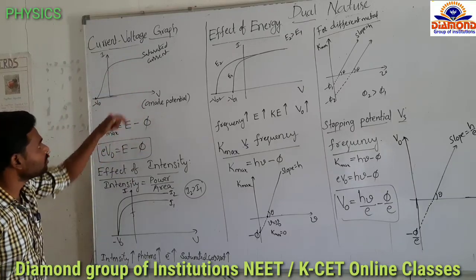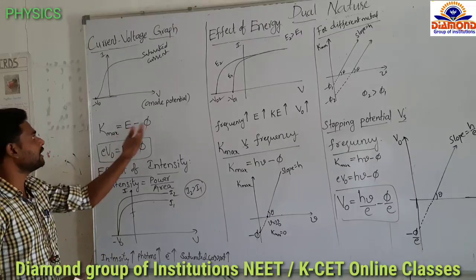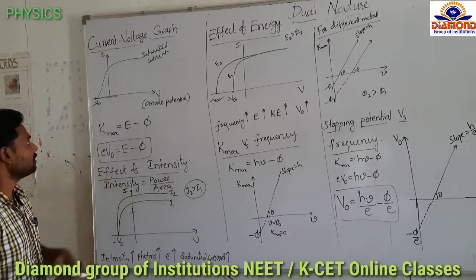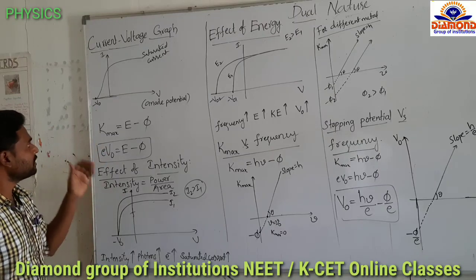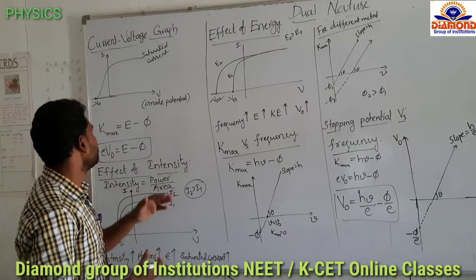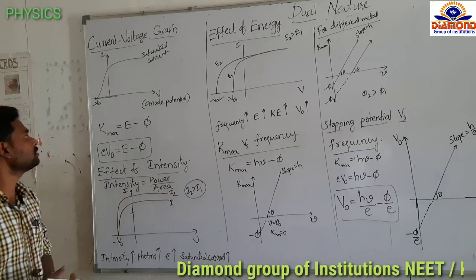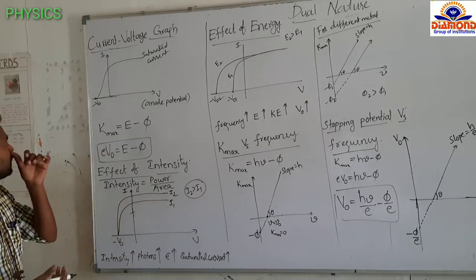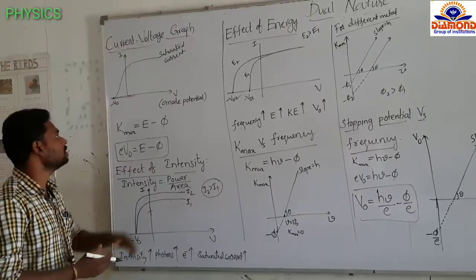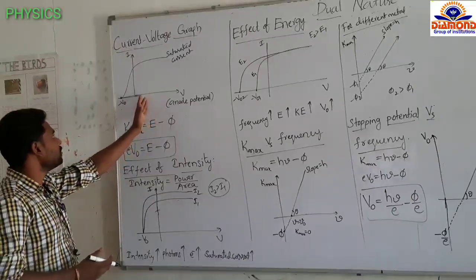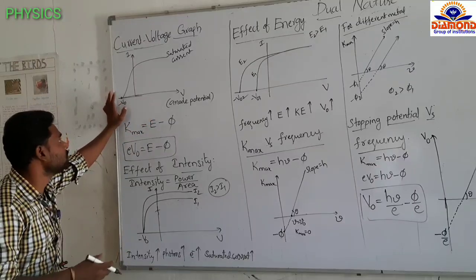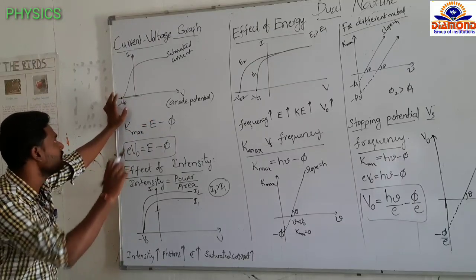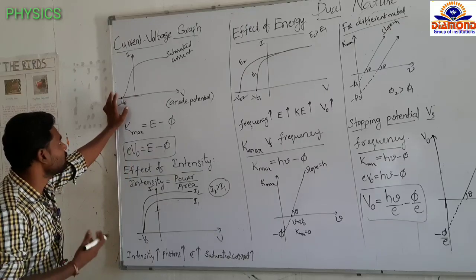Next we have to change the direction, that means connect the negative terminal to the anode and the positive terminal to the cathode. Then what will happen? The electrons move from the cathode to the anode, but the anode is connected to the negative terminal, so repulsion takes place and fewer electrons reach the anode. If we decrease the potential gradually in the negative direction, the current also decreases.